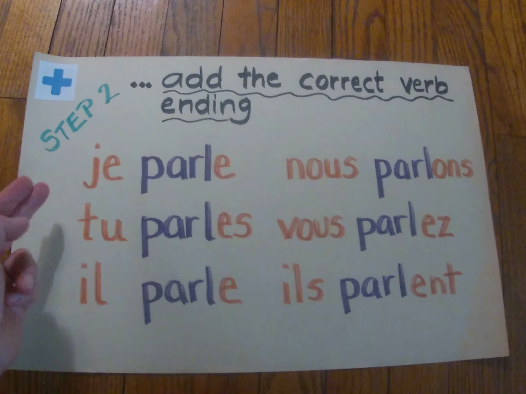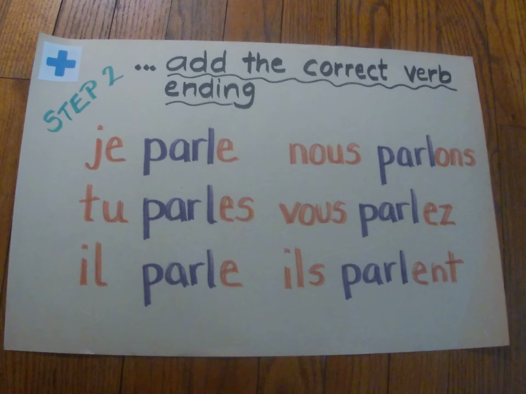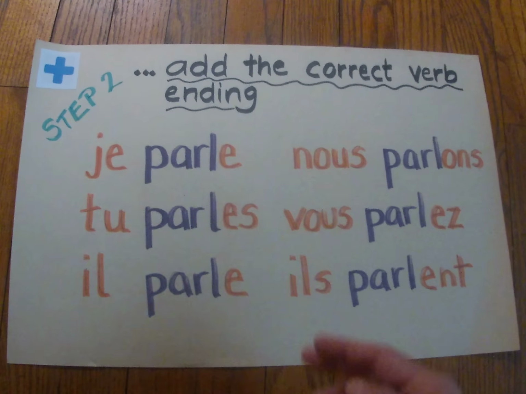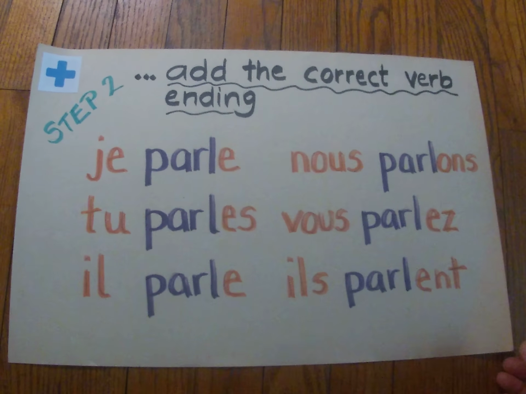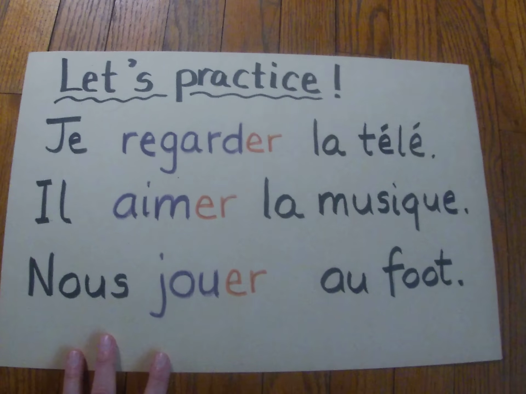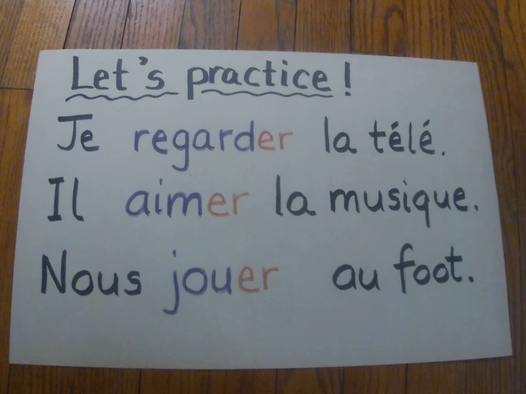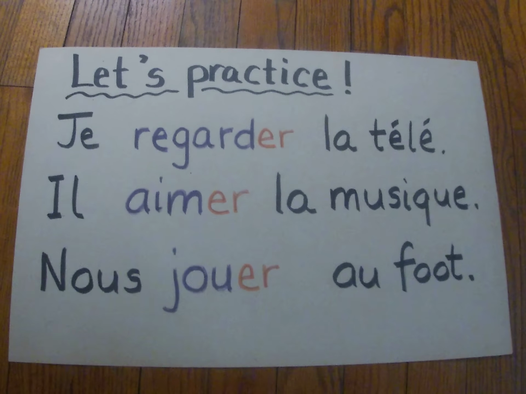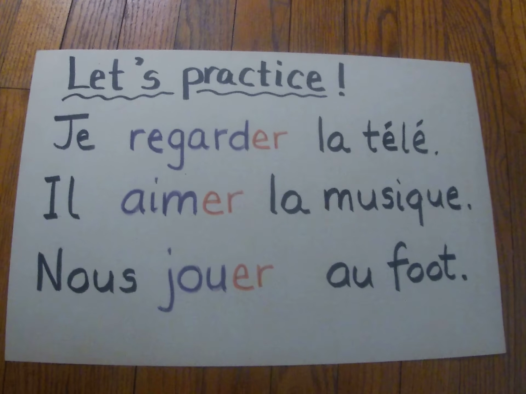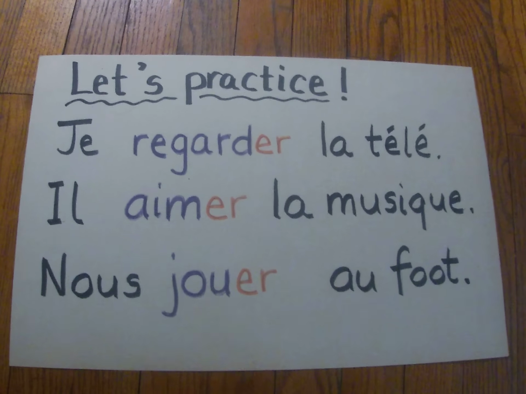Please notice how the je, tu, il, and ils forms all sound the same, despite having different endings added on. Now let's practice. Here we have three sentences utilizing three of the verbs that you already know. We have je regarde la télé. And as you can see, regarder is in the infinitive. It doesn't quite fit in our sentence yet. So let's do our steps.